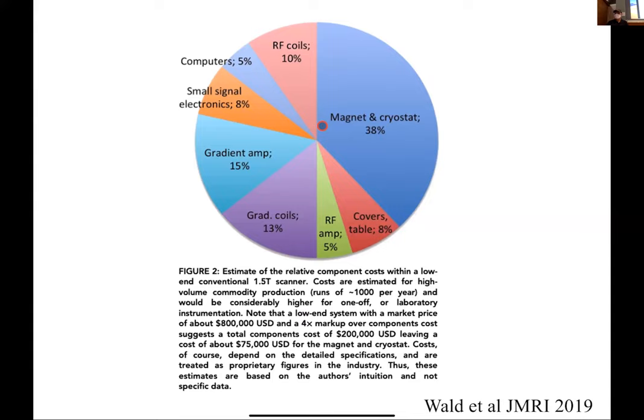So, typically the rule of thumb is that to buy an MRI system, it's $1 million per Tesla. Okay. I don't mean the car, I mean the magnet. Okay. So $1 million for a one Tesla magnet, $3 million for 3 Tesla. The price can vary, but that's a good rule of thumb.